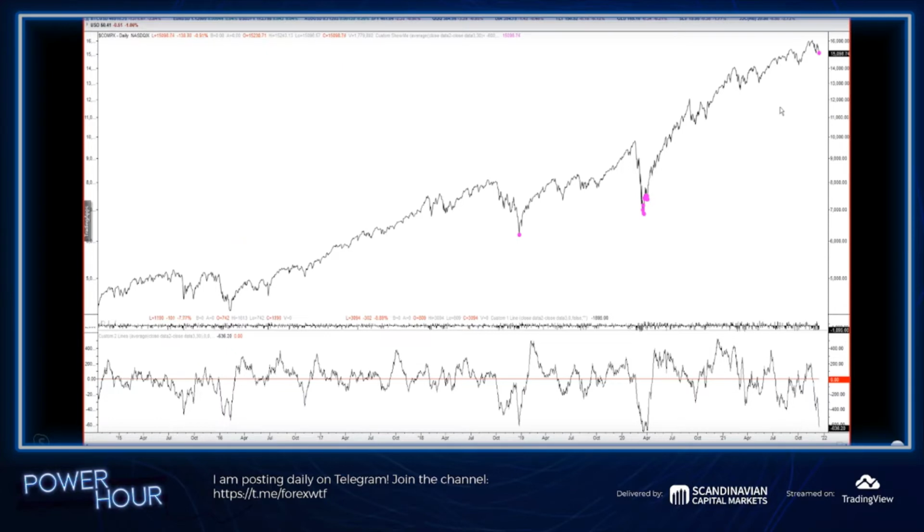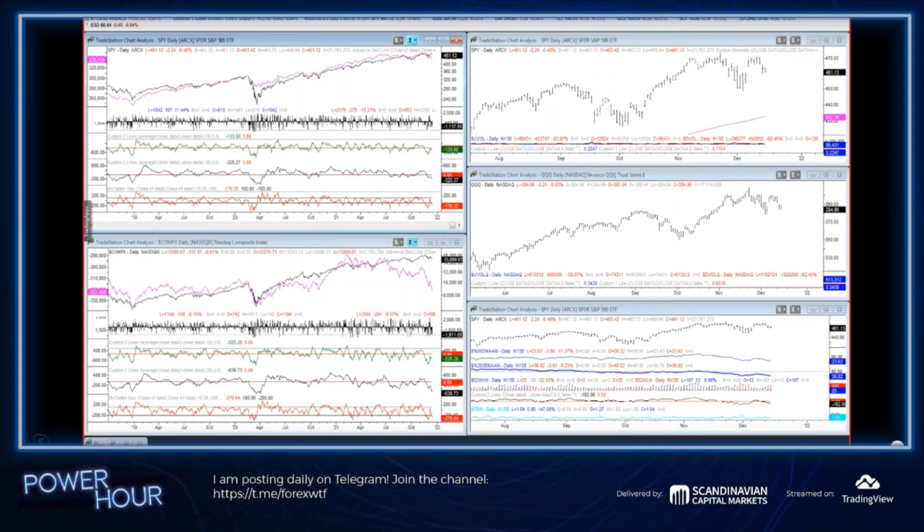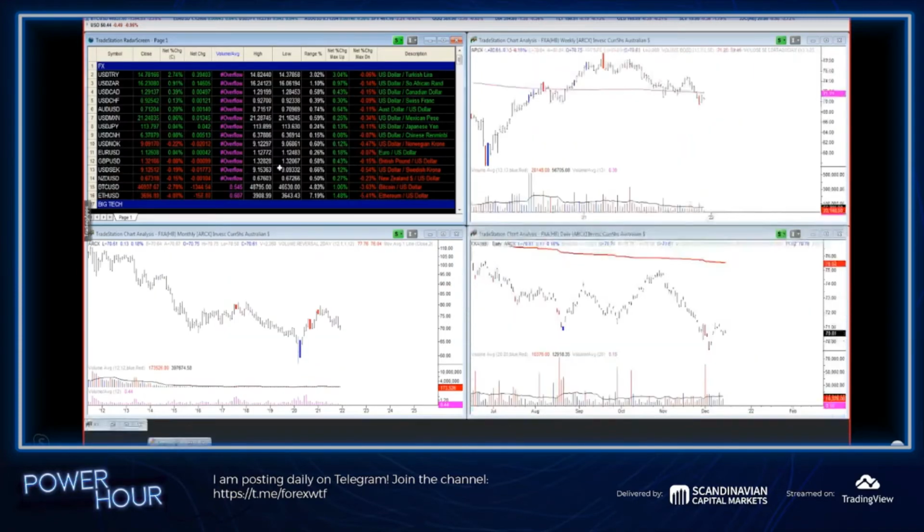The weird thing to me in this situation is that it's happening with this tiny, tiny dip. That's just a function, again, of the indices being dominated by several names. I think the average stock in the Nasdaq is down like 40% or something, where we've barely come off the highs here in the composite. All right, so I wanted to point that out. Bring that up later.